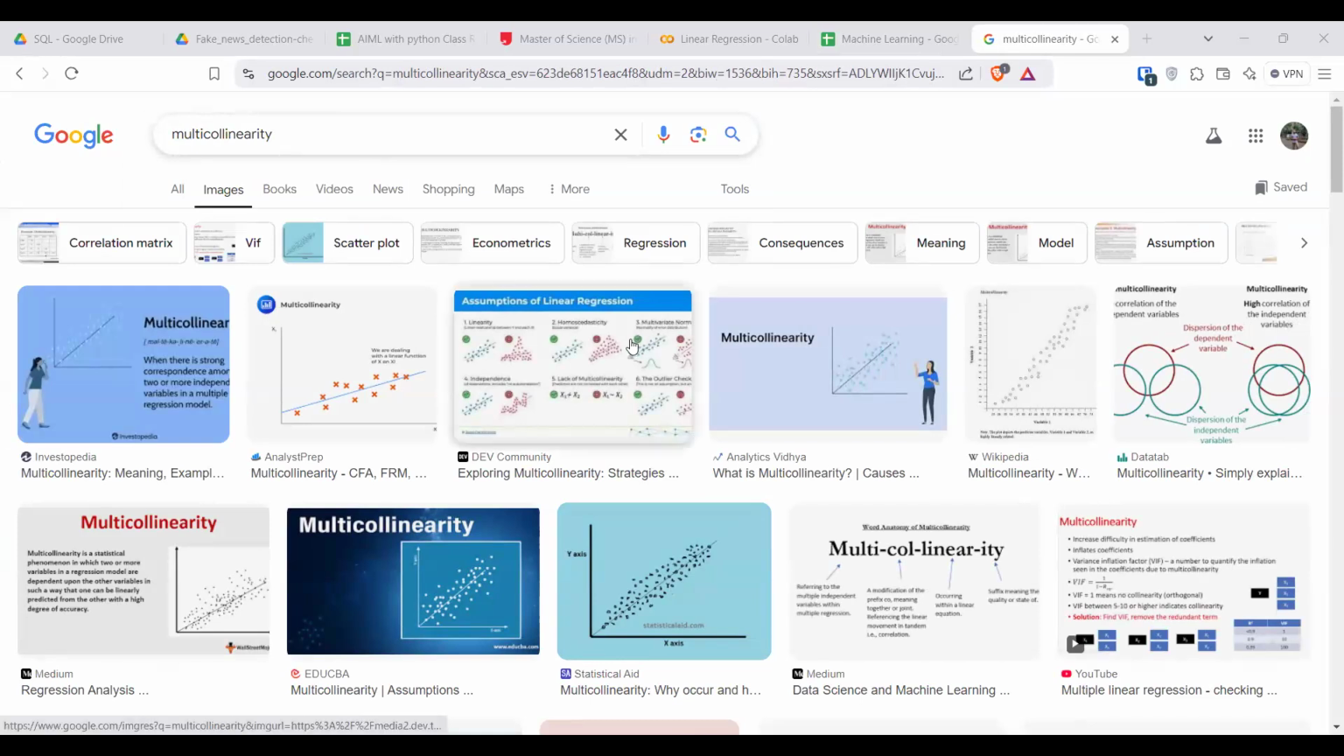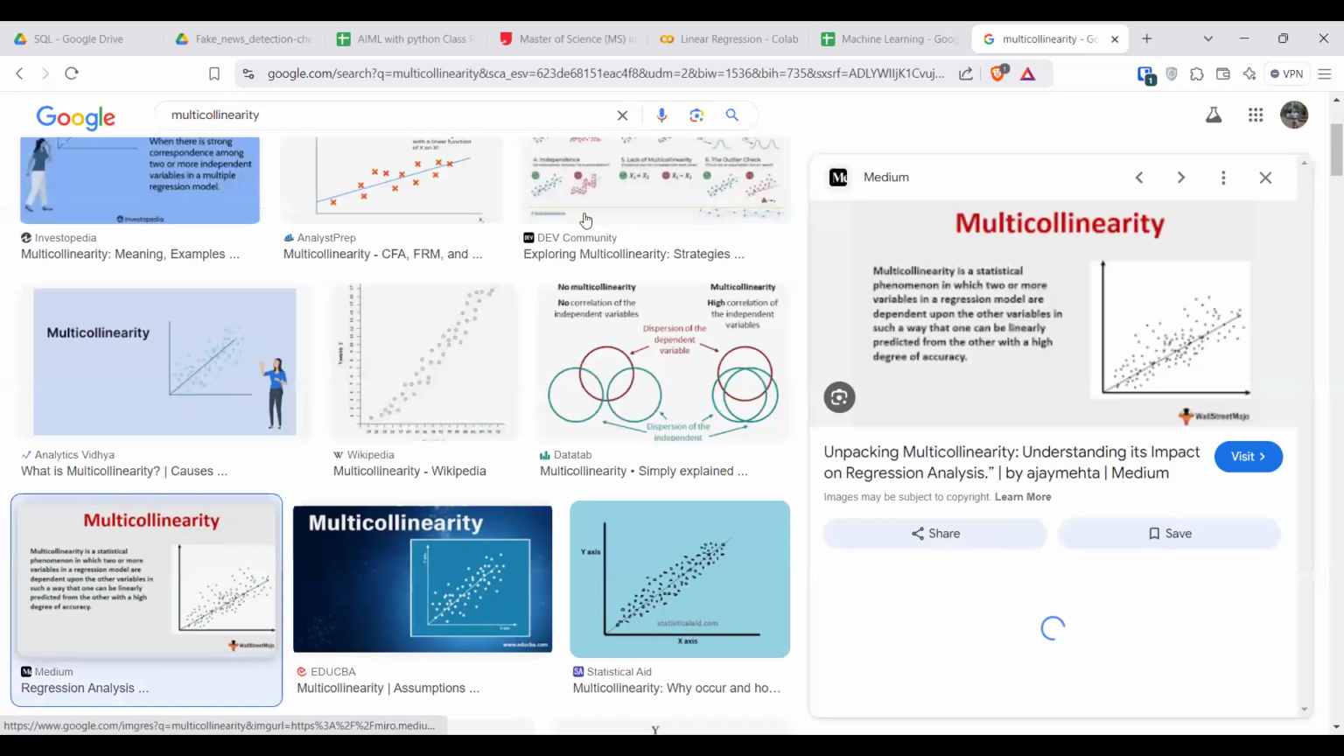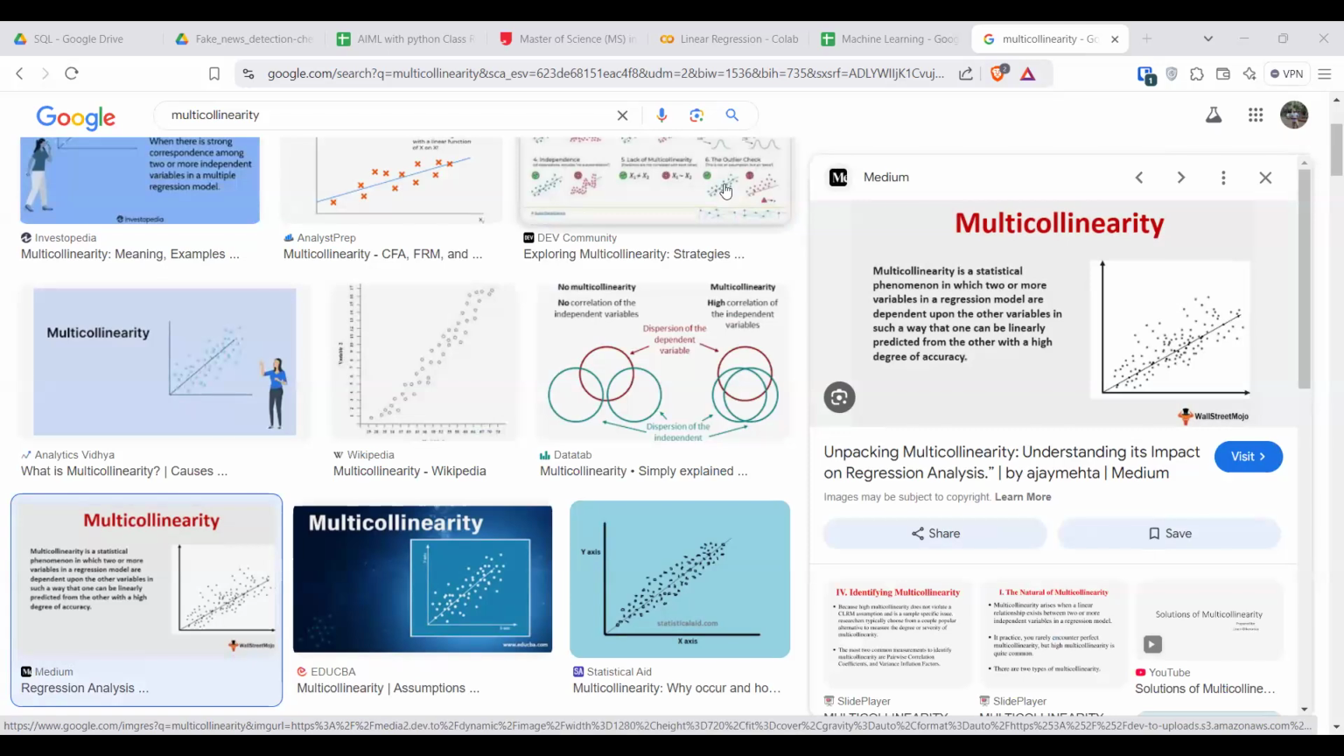See, as of now, just understand multicollinearity in very simple words. We are going to see its effect and how it will affect your analysis or the performance of the machine learning model after some time, right? But multicollinearity is a statistical phenomenon in which two or more variables in a regression model are dependent upon the other variable in such a way that one can be linearly predicted from the other with a high degree of accuracy. Now this is also a very technical explanation.